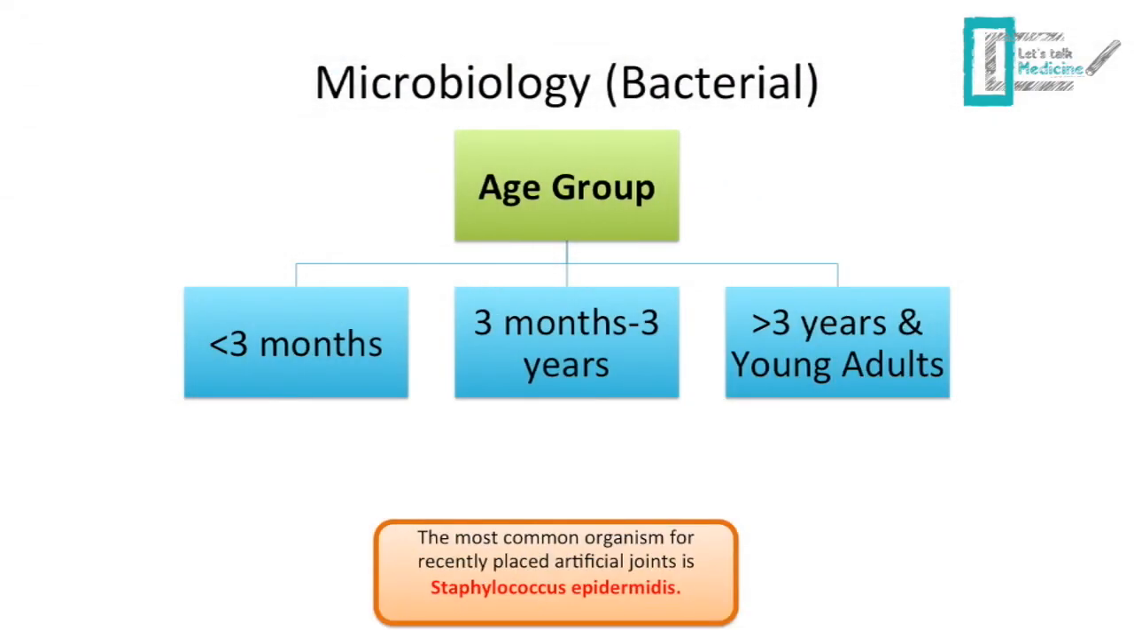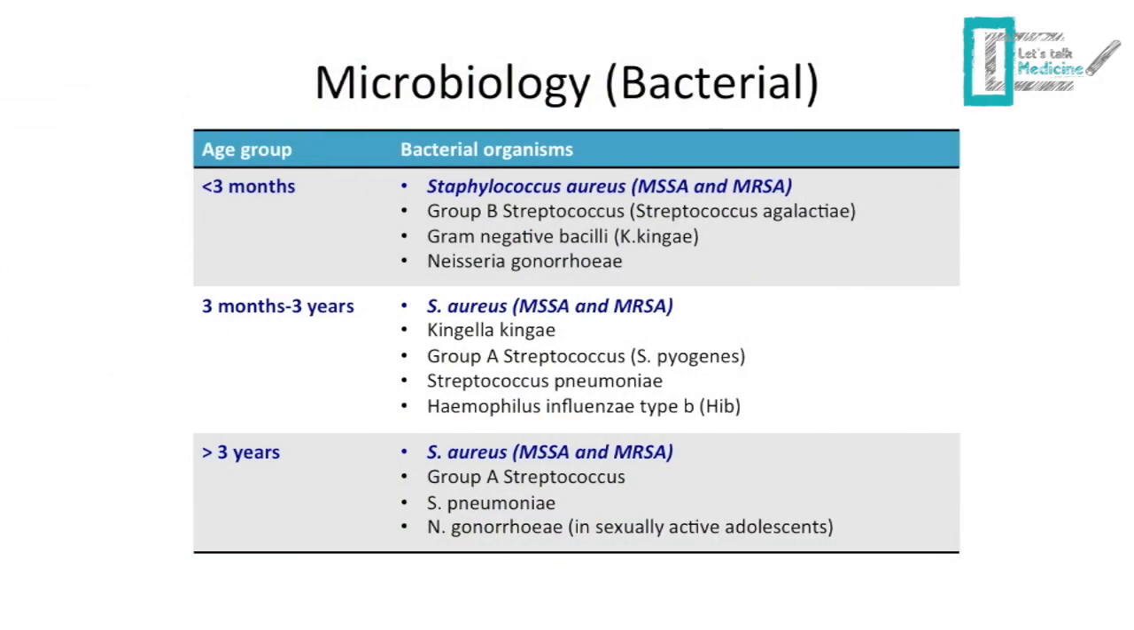Now for the other classification, as we said, according to the age group, it can be classified into patients who are less than 3 months old or neonates, 3 months to 3 years, and patients who are more than 3 years. This is a piece of information that we mentioned before about the most common organism in prosthetic joints or artificial joints. It is Staph epidermidis, or they might say coagulase-negative staph. This is a table summarizing the most common organisms in each age group.